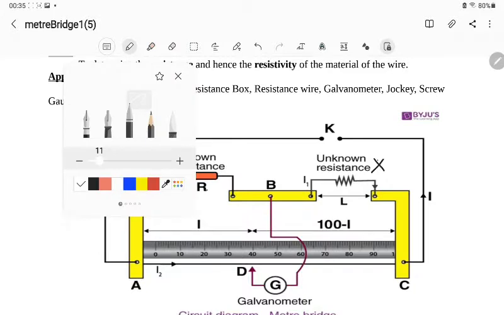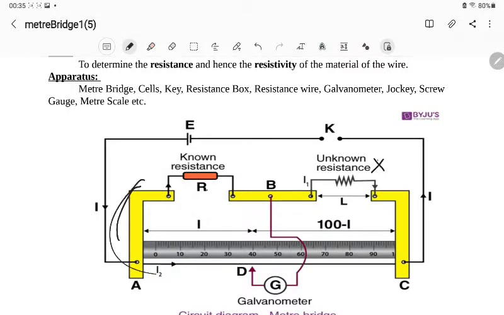Meter bridge means, so this apparatus what you see is meter bridge. Okay, so with meter bridge we will use cells, mean battery. This is the battery. And key, this is key, means switch.